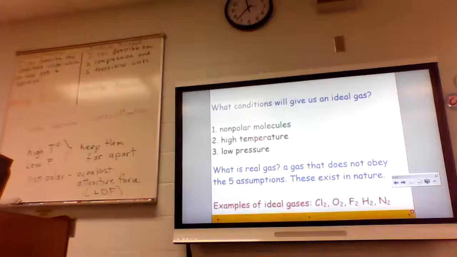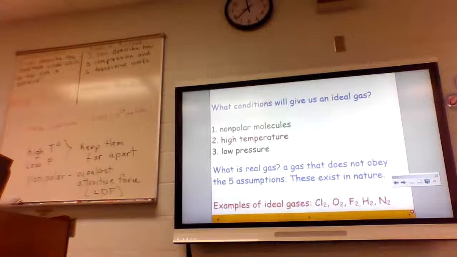Now, examples of ideal gases that I already told you about were the diatomics. So we're going to use lots of diatomics. Now, I only listed 5 of them because they were our gases that were diatomics. I didn't include bromine because bromine's in what state? Liquid. And iodine is a what? It's a solid.